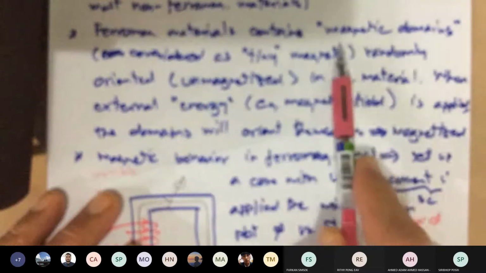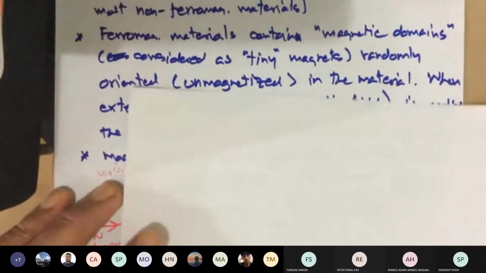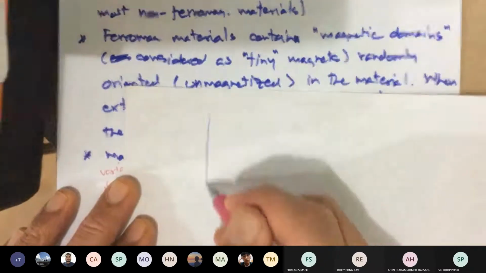Why are they so special? Because it turns out that ferromagnetic materials contain what we call magnetic domains. So if you had special eyes that you could zoom in on the structure, kind of like the molecule size of the metal.